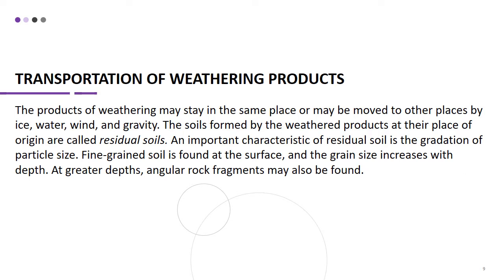At greater depths, angular rock fragments may also be found. So meaning, as the depth increases, as you go deeper from the surface, the grain size of the soil also becomes larger. So it is said here that fine-grained soils are found at the surface, and soils in larger or bigger sizes can be found in greater depth.